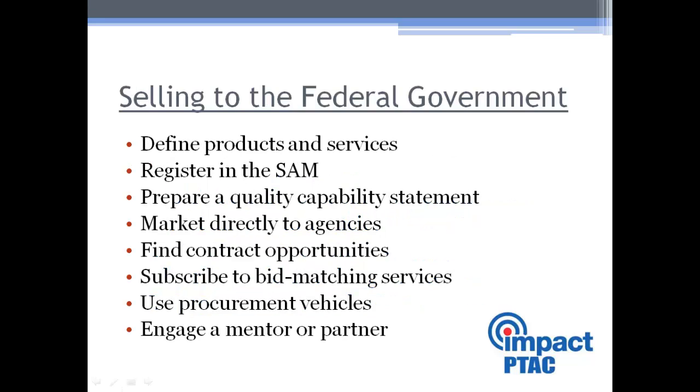In order to be successful in government contracting, there are several steps a business must take. Here are a few of those steps which we will go through in more detail over the next few slides.